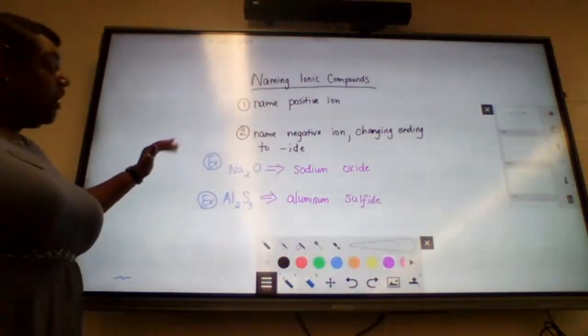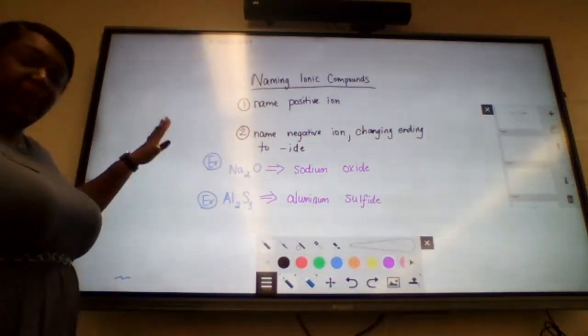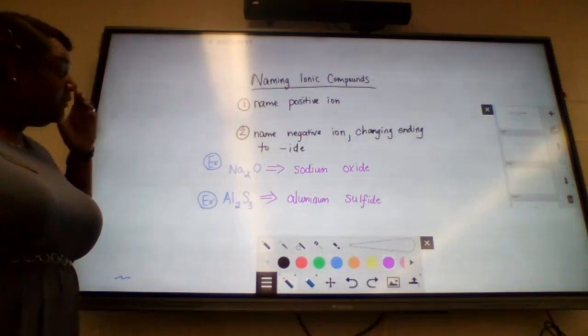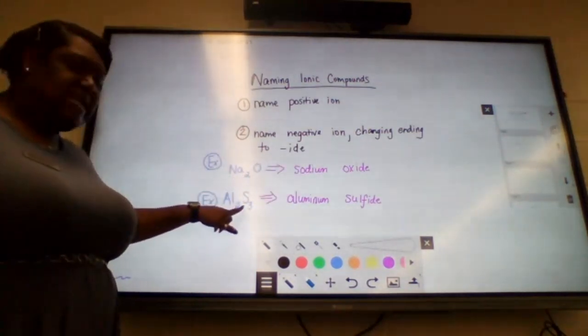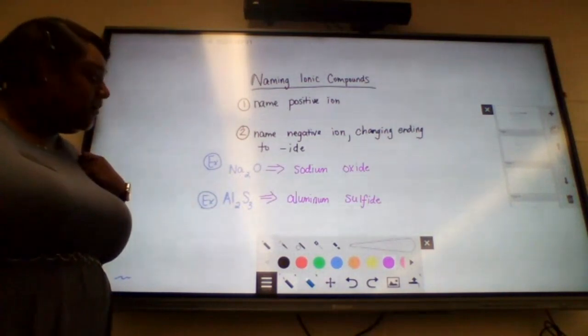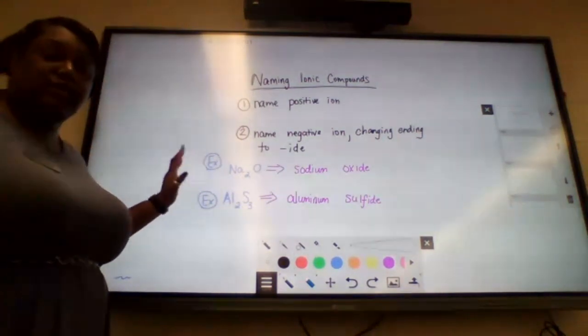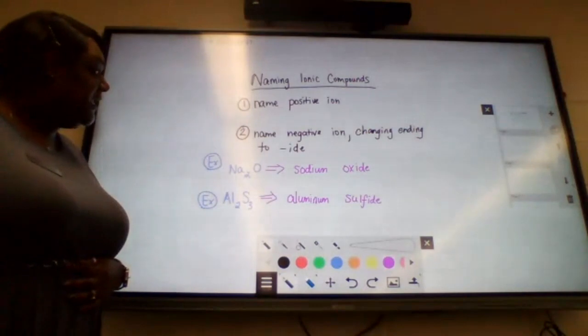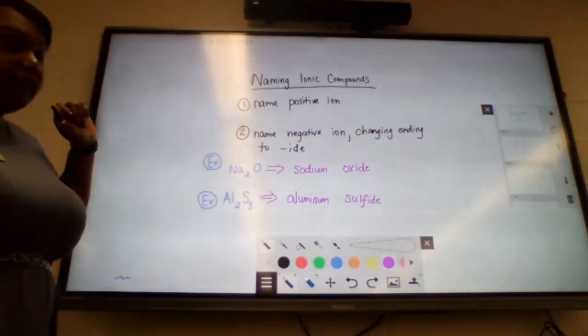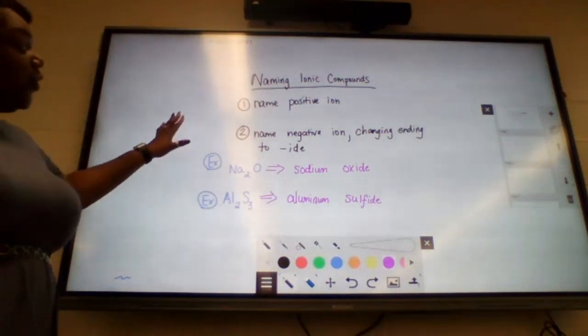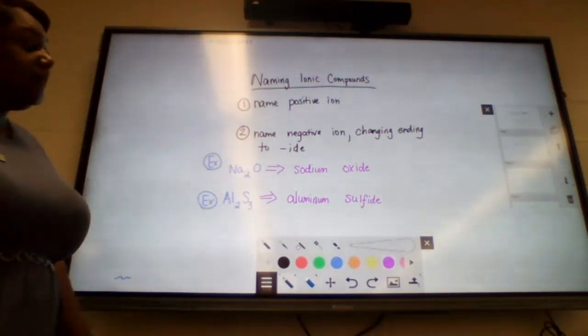All right, so most of these are pretty simple, especially when you're doing ionic compounds. Please notice that these names don't tell us how many of anything we have in them. You never ever use a prefix to tell me how many of anything you have when you're naming ionic compounds. All right, and so again, most of these are pretty straightforward.